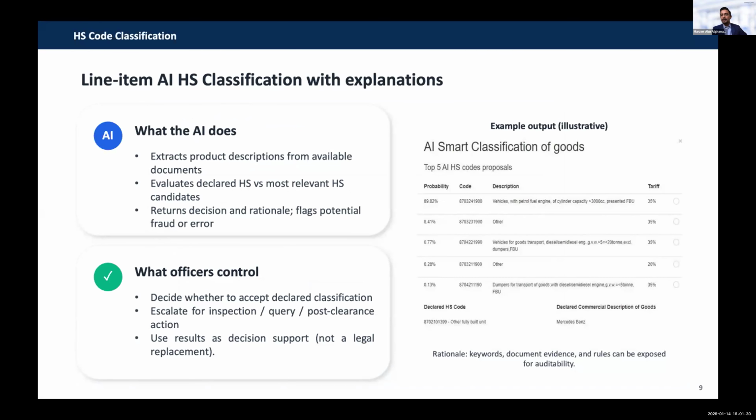As you can see, the declared commodity was Mercedes-Benz, and then the AI agent will give you the top 5 probabilities for this HS code, with an accuracy of 89%. We are talking about an actual vehicle. So, of course, the customs officers and the brokers will decide whether to accept or modify based on the case.